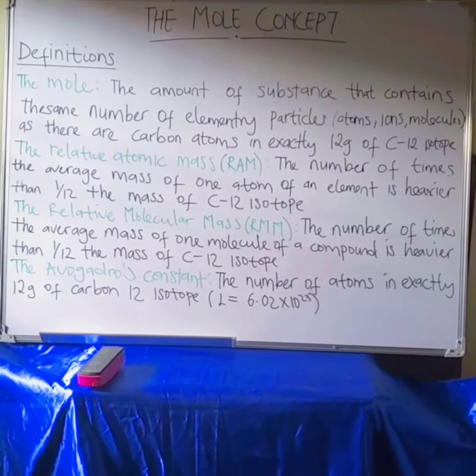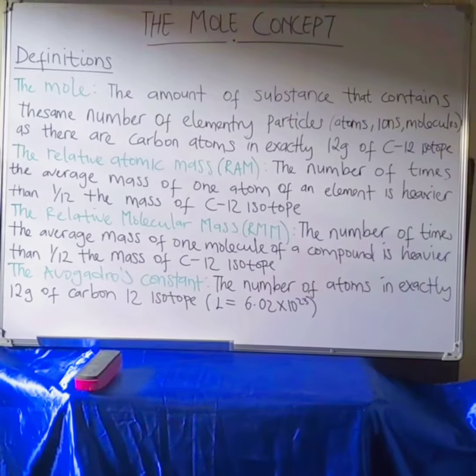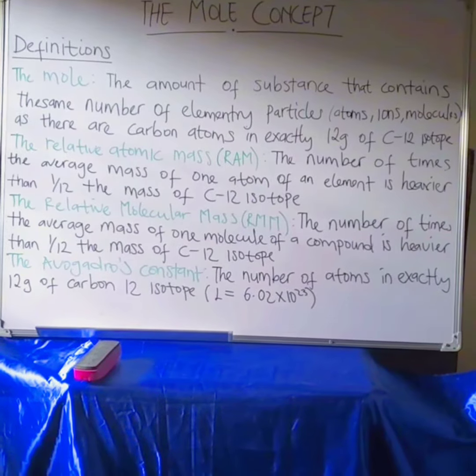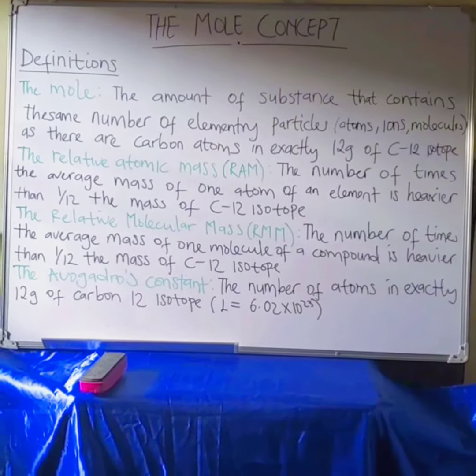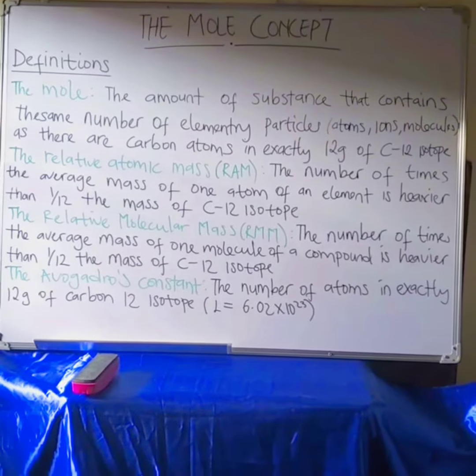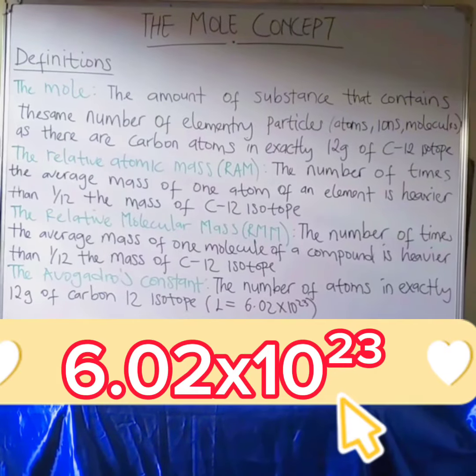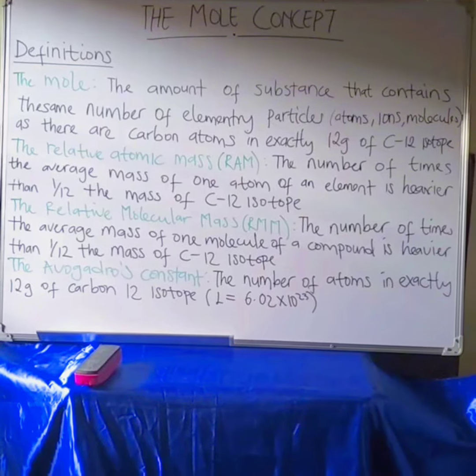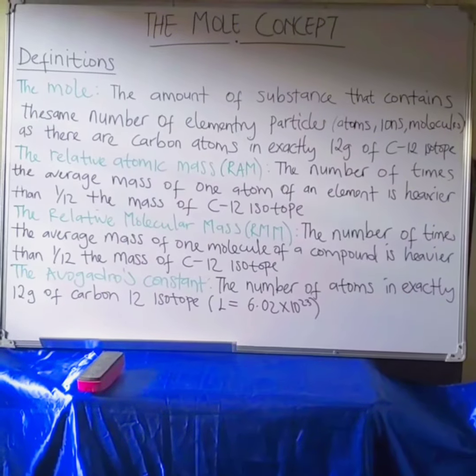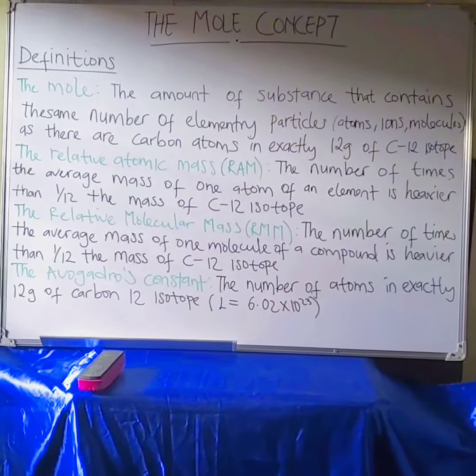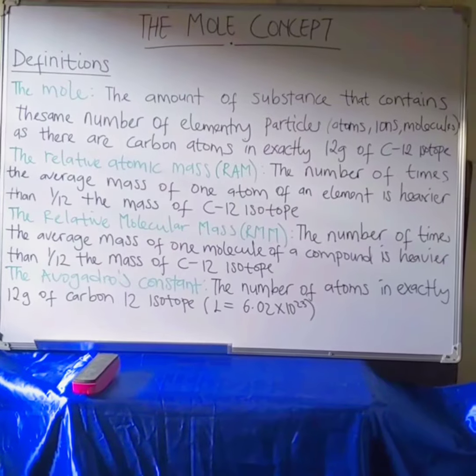The next definition we're going to look at is the definition of the Avogadro's constant. Yes, this is the number of atoms in exactly 12 grams of carbon-12 isotope. It's a constant, and the value of the constant is 6.02 times 10 to the 23. This value of the Avogadro's constant will help us in so many calculations in chemistry, so you must take note of that. 6.02 times 10 to the 23.